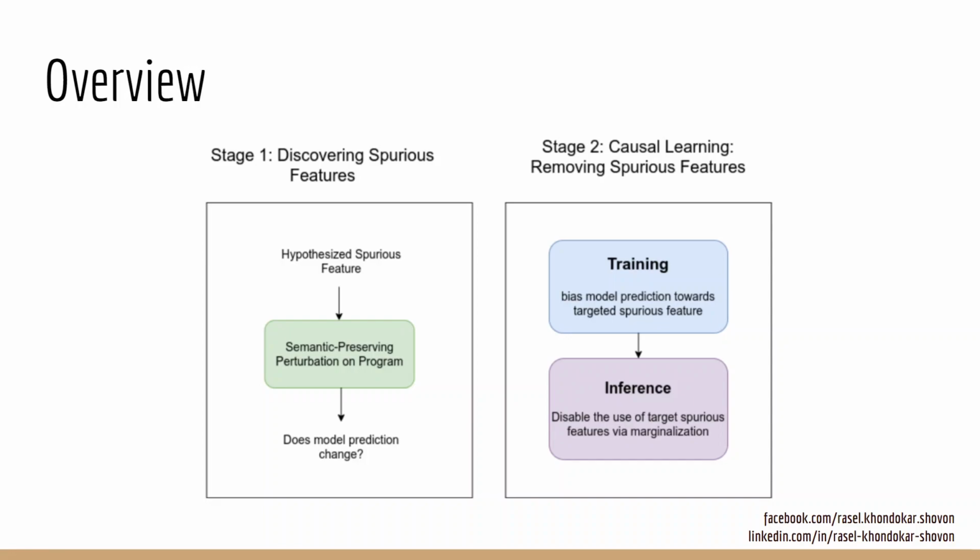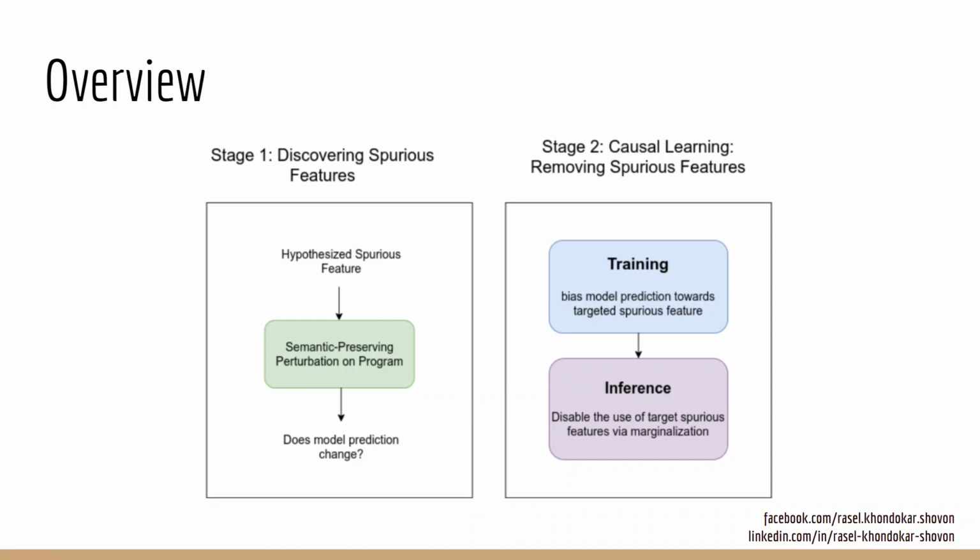So in stage 1, their hypothesis was that variable name is a spurious feature. They made perturbations while keeping semantic preservation of the code, and then checked whether the model prediction changed or not. They found the model prediction changed even though the semantic meaning was the same. And then they proved their hypothesis was correct.